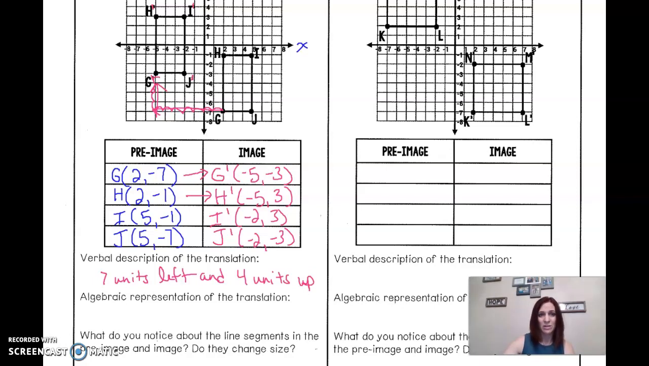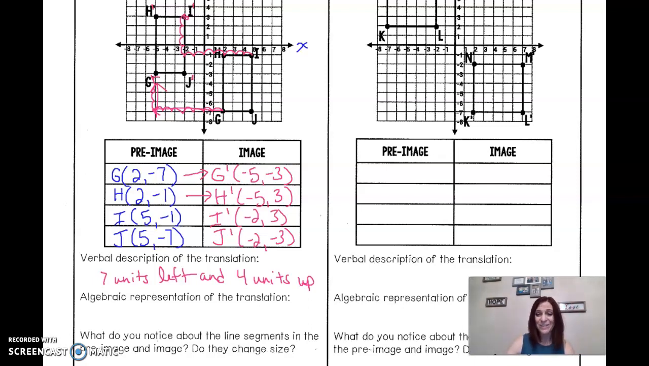Now, does that work for all of them? Let's try I. 7 units left: 1, 2, 3, 4, 5, 6, 7. 4 units up: 1, 2, 3, 4. So I can do all these points, and it works for all of them because remember, a translation is going to occur the same direction, same distance.